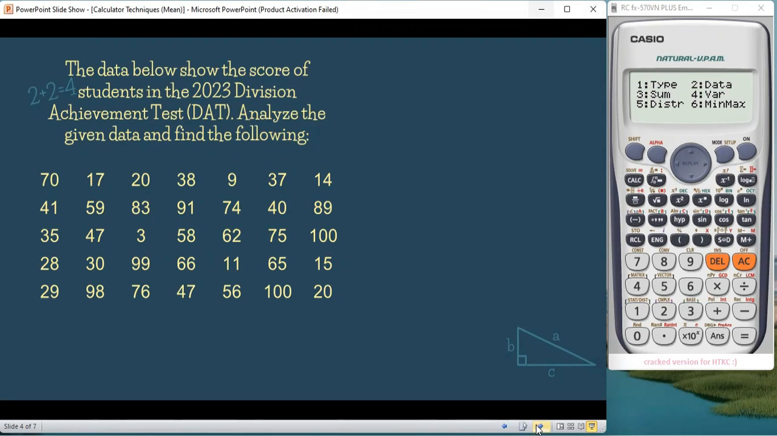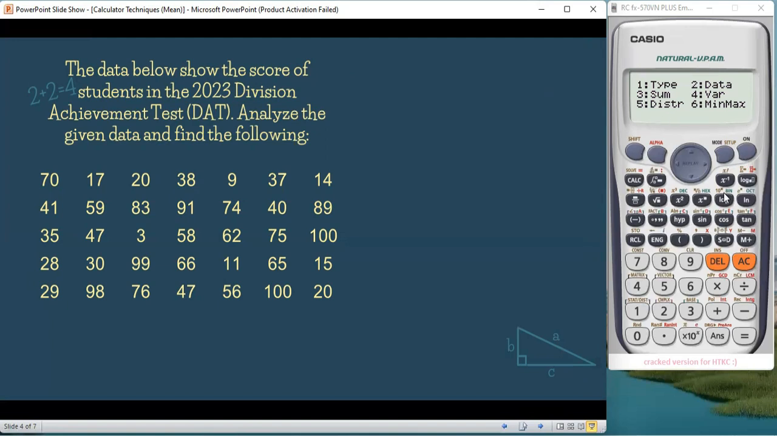So for this example, I want you to apply the calculator techniques that you have learned a while ago. So you can pause this video and answer it on your own. And afterwards, we're going to check if your answers match my answer. So I hope you're already done po. So now let's proceed to our calculator.